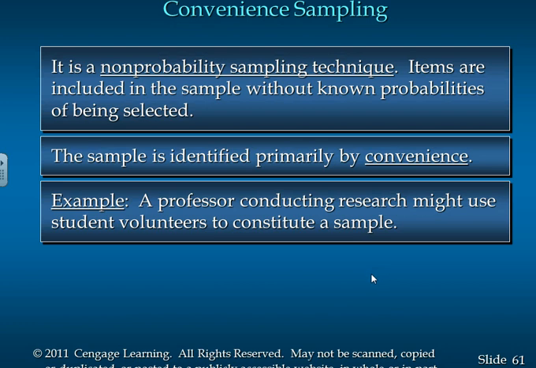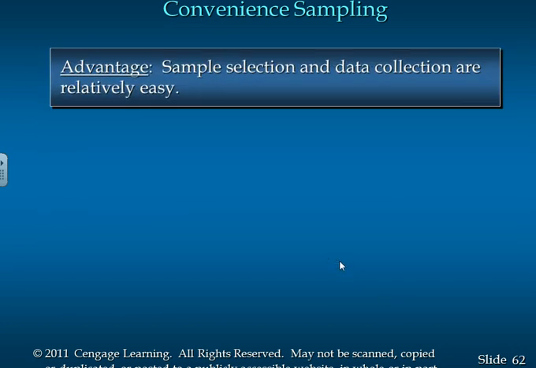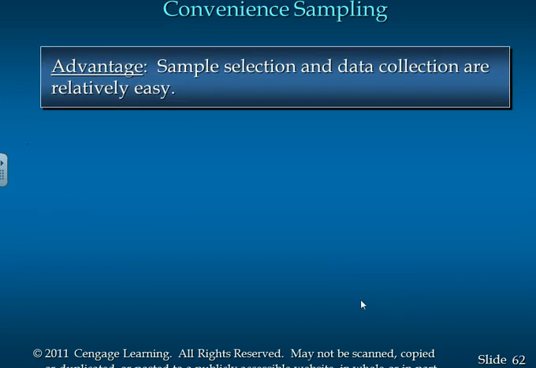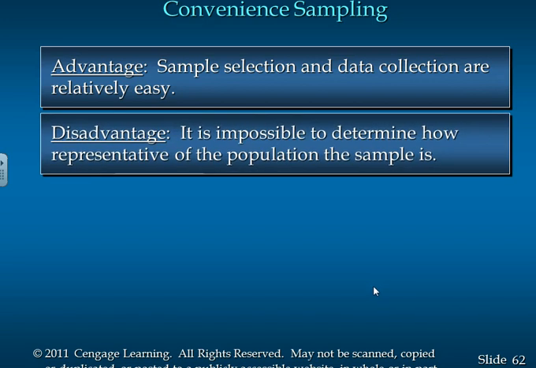The 2 or 3 brown nosers in the class. The rest of you go away, right? Do I get the result I want? Maybe, maybe not. But it's convenient, right? Doesn't cost much money. Selection data are easily done. Disadvantage: it's impossible to determine how representative the sample is.